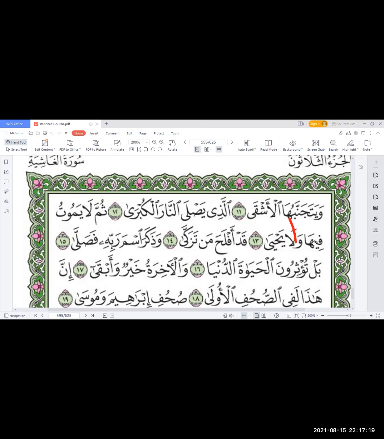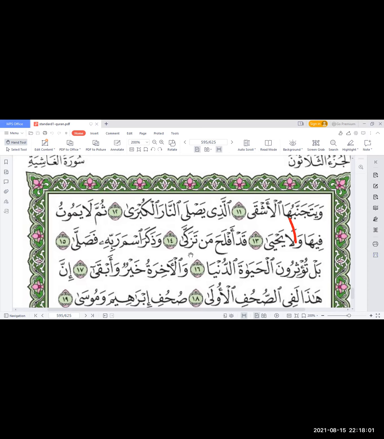In the fire, wala, and he will not die. La yamutu. La yamutu is fi'l al-mudari. Yes. So he will not die. Wala yahya. And they will not also have life. The fi'l al-mudari. He will not live here. This is singular. Yamutu is singular, because al-ashqa here is taken as singular. So yamutu. He will not die in it, and he will not live. If you translate in English, then he will not die in it, neither will he live. Right? That's how you translate.